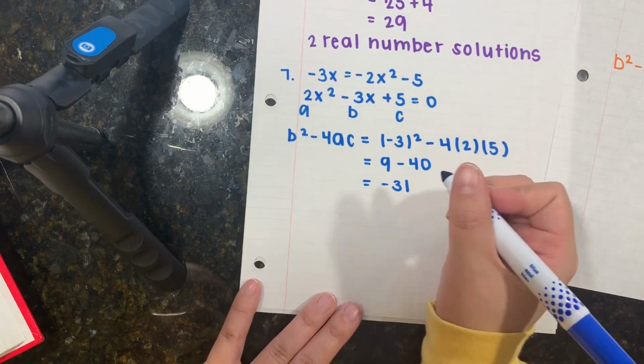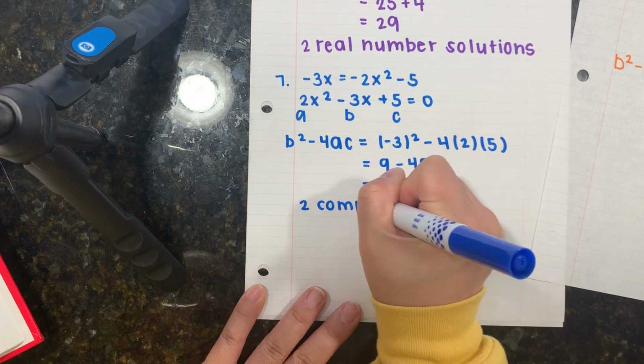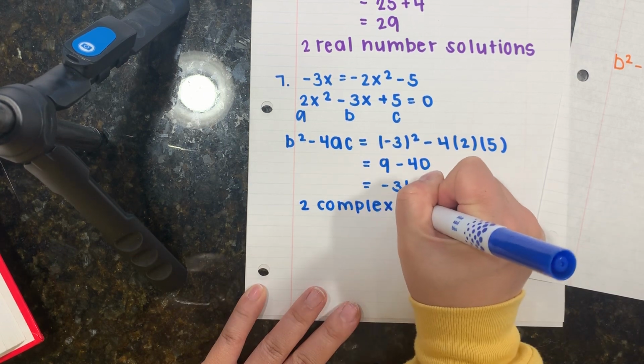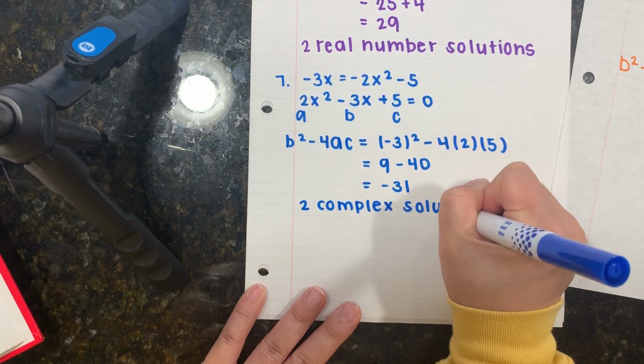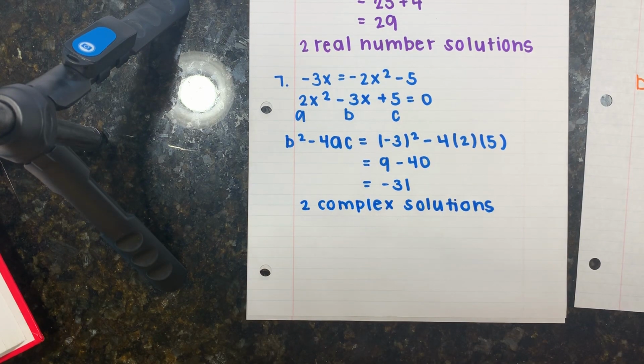So my answer is going to be that I'm going to have 2 complex solutions, and that would be your answer.